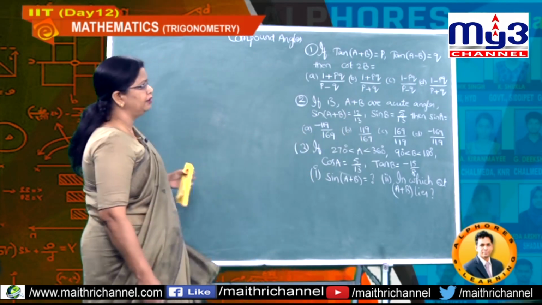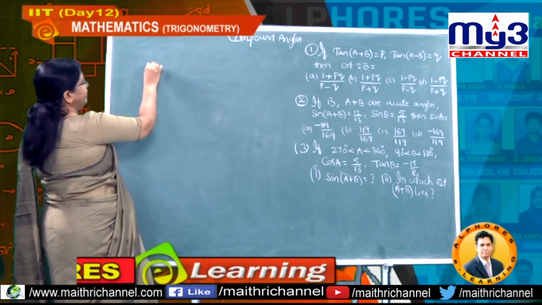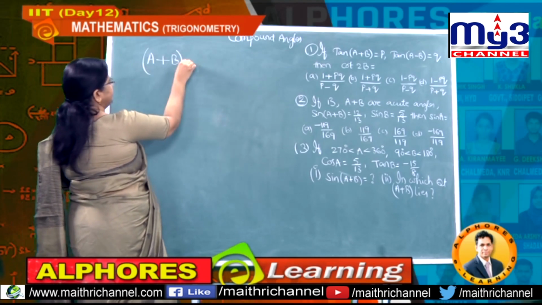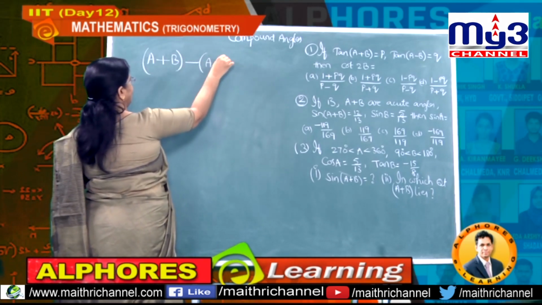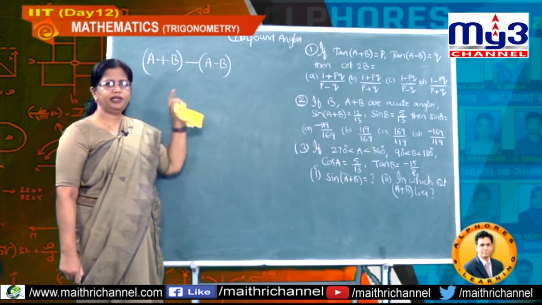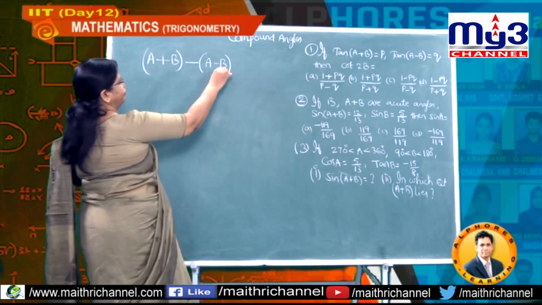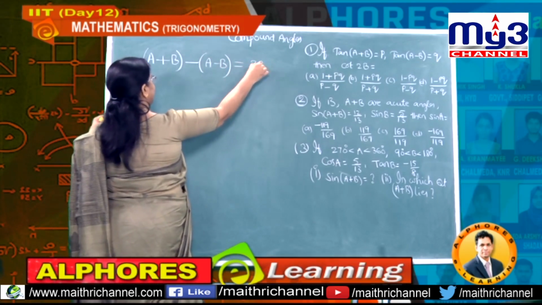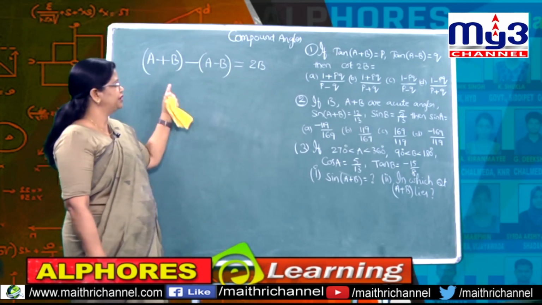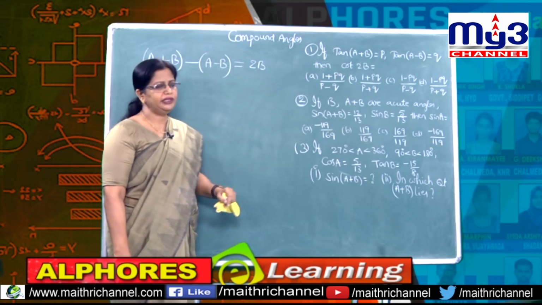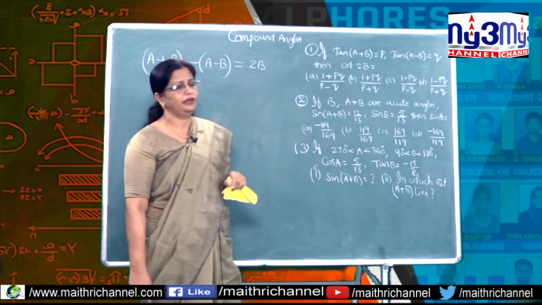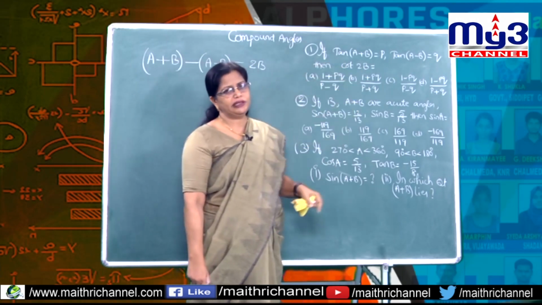Therefore we take it this way: A plus B as the first value, and the next value is minus of (A minus B). Now plus A minus A get cancelled, and plus B, minus into minus, is plus 2B. Therefore this is equal to 2B. Got it? Now what is the required value? Cot. If you take cot on both sides, then every time you have to take the reciprocal.